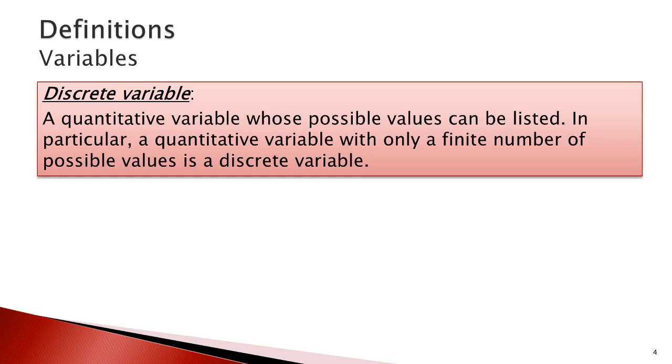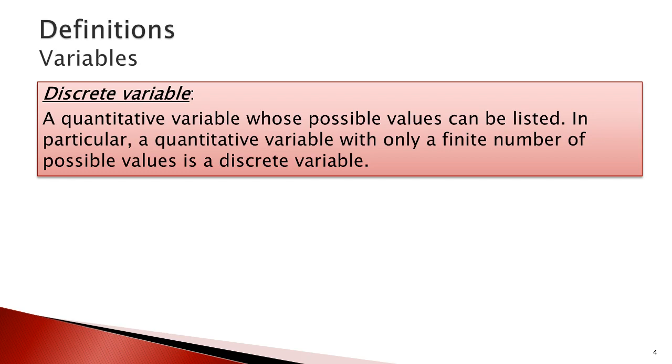From the quantitative variables, there are two groups, discrete and continuous. The discrete variable is a quantitative variable whose possible values can be listed. In particular, a quantitative variable with only a finite number of possible values is a discrete variable. In a discrete variable, all possible values can be listed, even though the list may go up to infinity. The possible values are some collection of whole numbers. That is the characteristic of a discrete variable.